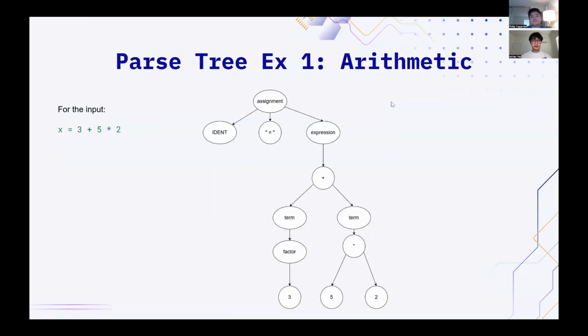One example of a parse tree that's generated by our compiler is for arithmetic expressions. For our input x equals 3 plus 5 times 2, we generate an assignment, which further expands to identifier equals an expression. Expression goes down to term plus term, by which term goes to factor into 3, and term turns into a multiplication of 5 times 2. And it'll produce 3 plus 5 times 2 equals x.